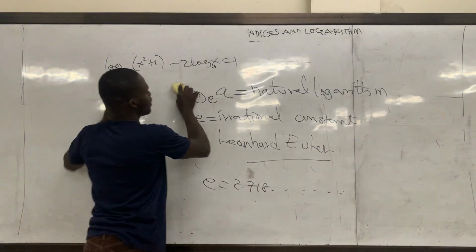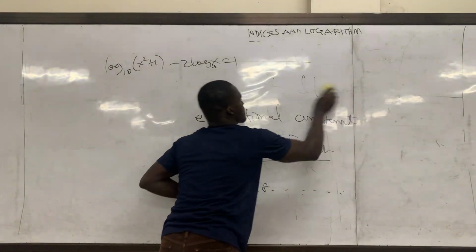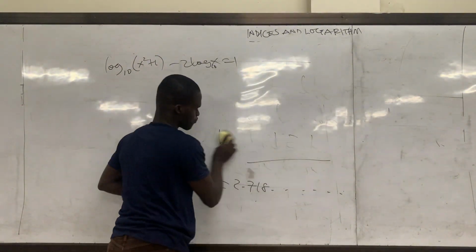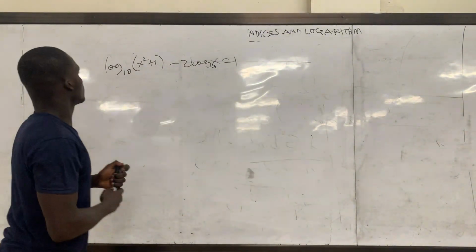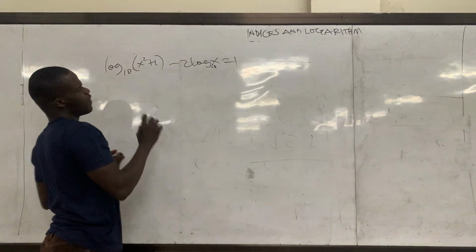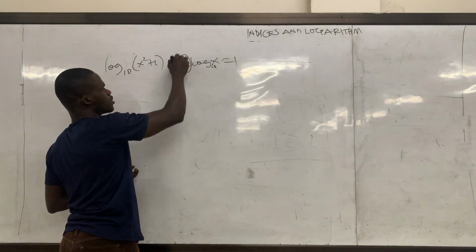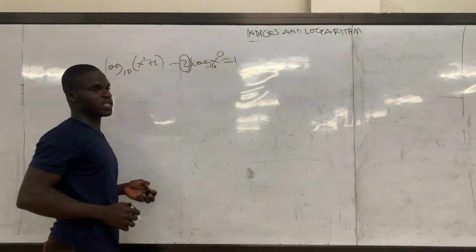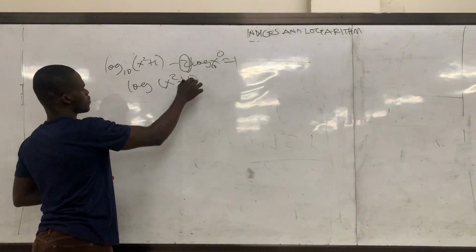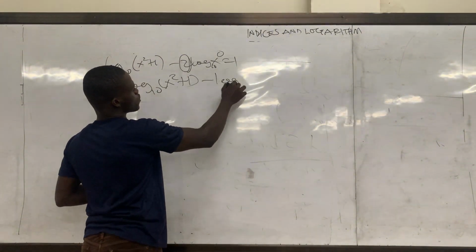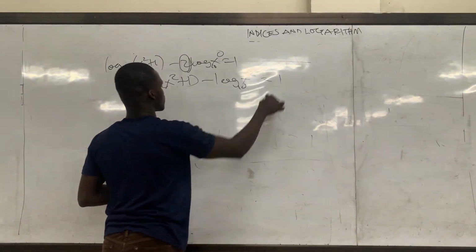Okay, so let's try this question. The first thing we have to do here is take this 2 from here and make it the exponent of the x. That's one thing you have to do first and foremost. So log x squared to the base 10, minus log x squared to the base 10, equals 1.